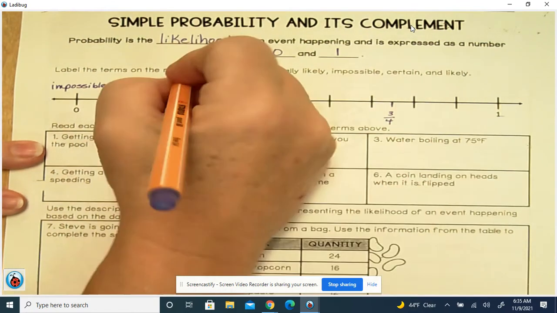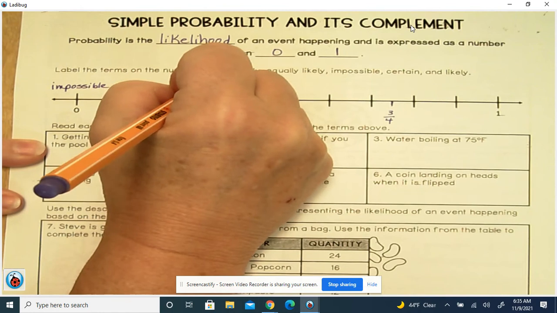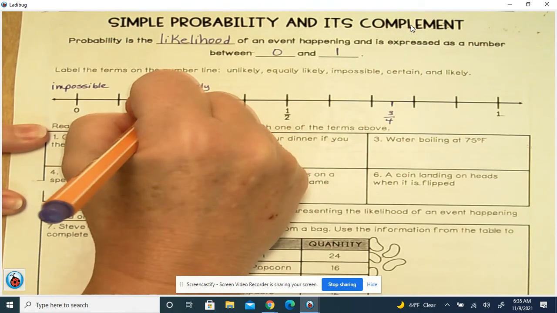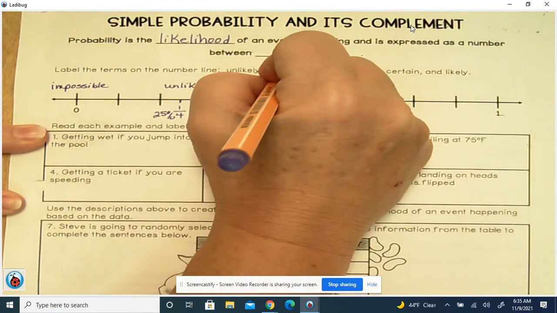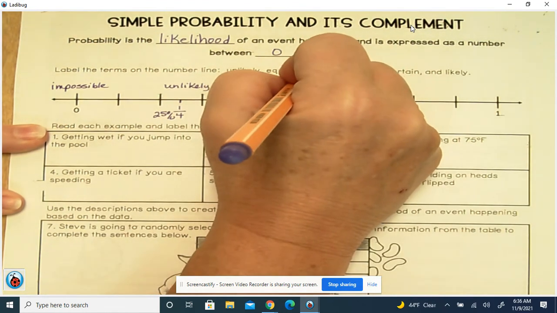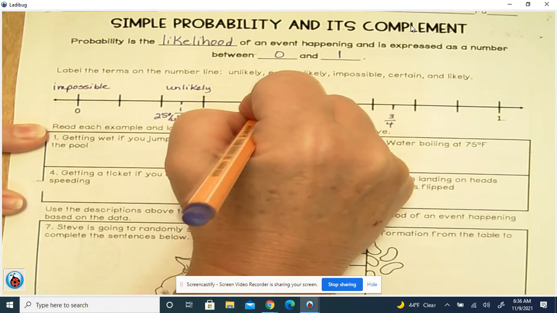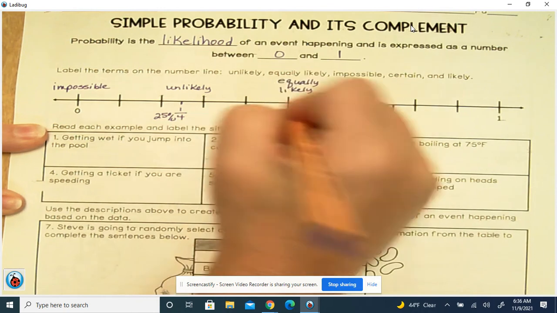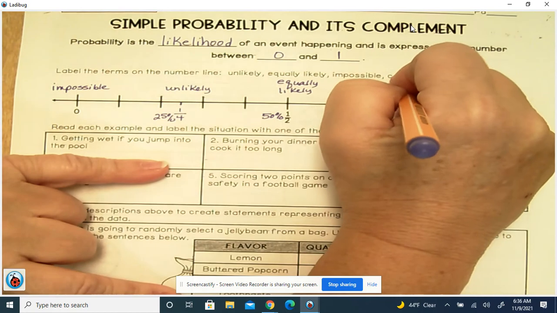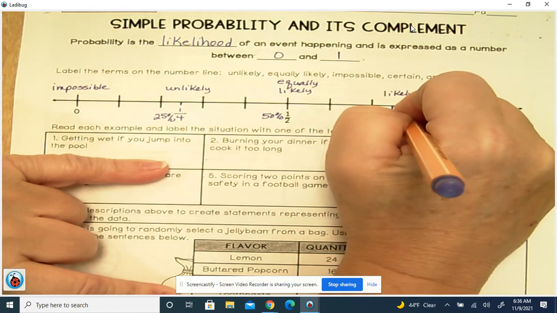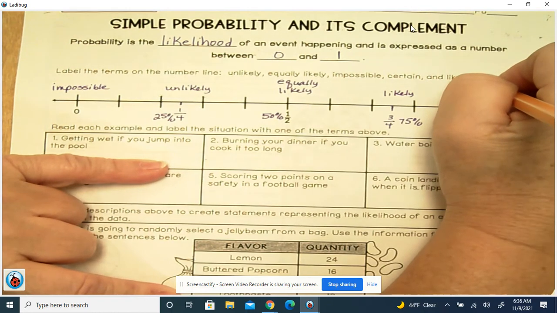So if it's 1/4, it's going to be unlikely, and that is 25%. 1/2 is equally likely, that's 50%. 3/4 is likely, and that's 75%. And then 1 is certain, it's going to happen.